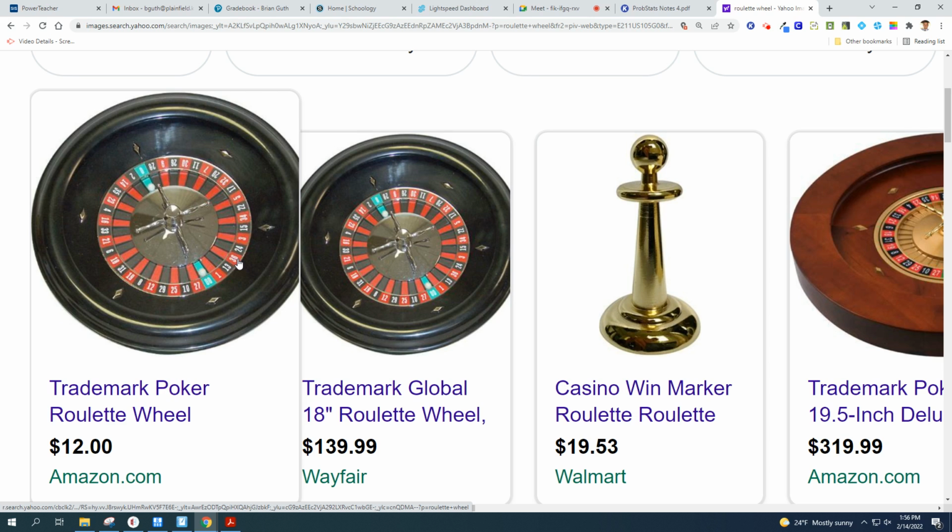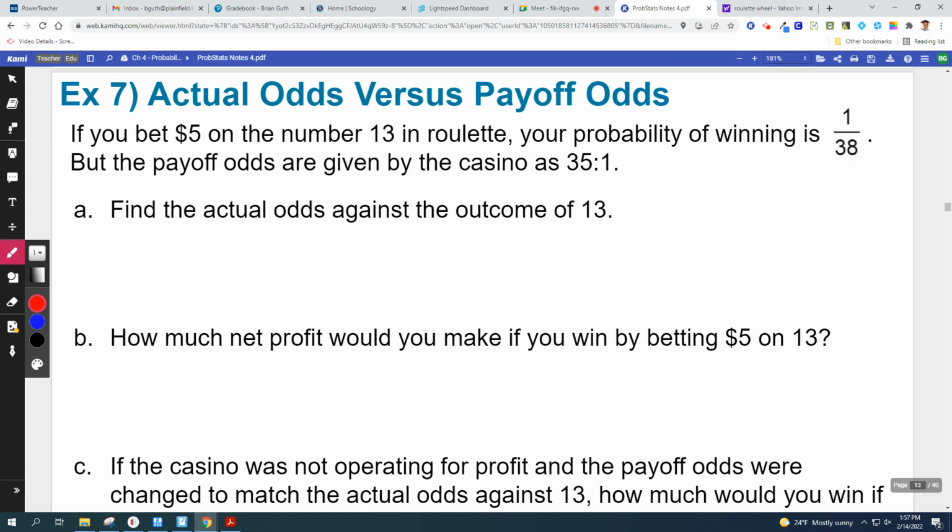From 1 to 36, half of the numbers are red and half of the numbers are black, but then there are also these 2 green ones. So there are 38 spaces for that ball to land in on a roulette wheel. And so it would make sense that if you bet $5 on the number 13, your probability of winning is 1 out of 38. That should make perfect sense, right?